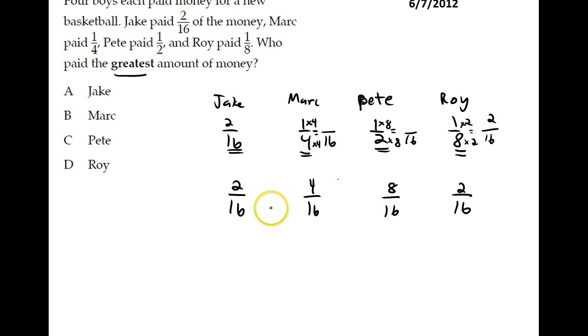When comparing fractions, if they're all the same denominator, then you just see who has the largest numerator. And that would be Pete. Pete has 8/16. And so Pete would be the one who has the greatest amount. He paid the greatest amount. He paid half the money. 8/16 of the money.